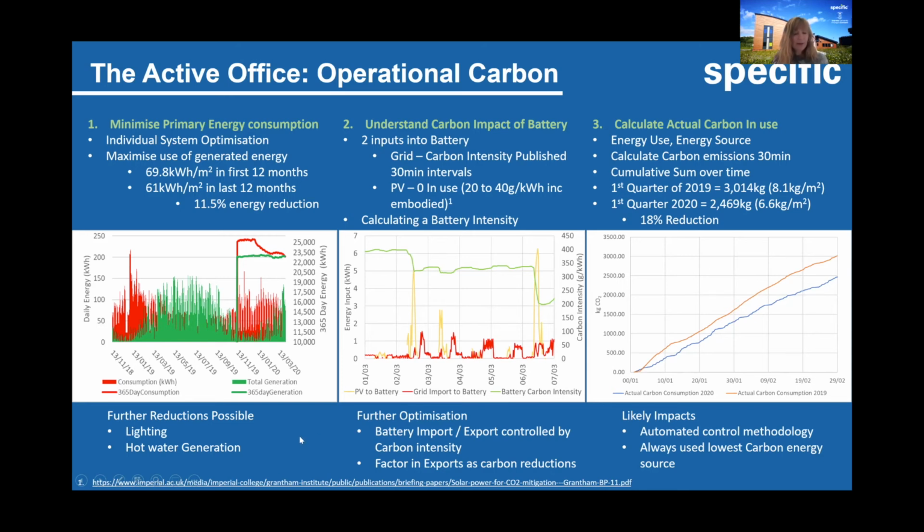For example, we anticipate a further megawatt hour of reduction by examining the lighting and the hot water generation in more detail. And not only that, but by taking more active control of the charge and discharge cycle, we can at any point in time compare the grid and battery carbon intensity and determine whether to charge or discharge the battery using a sliding scale.